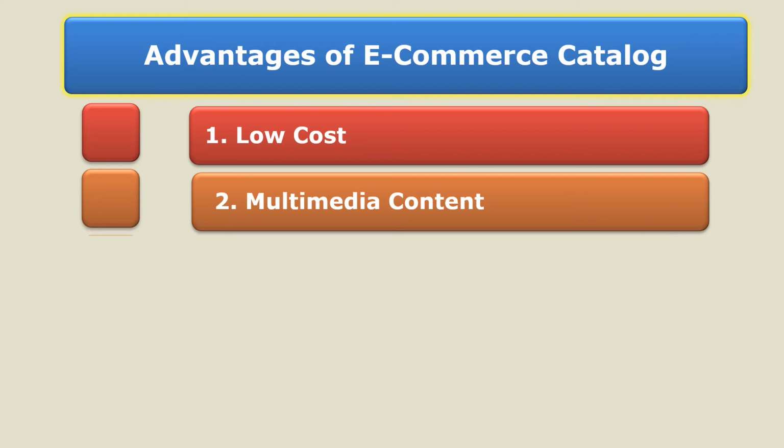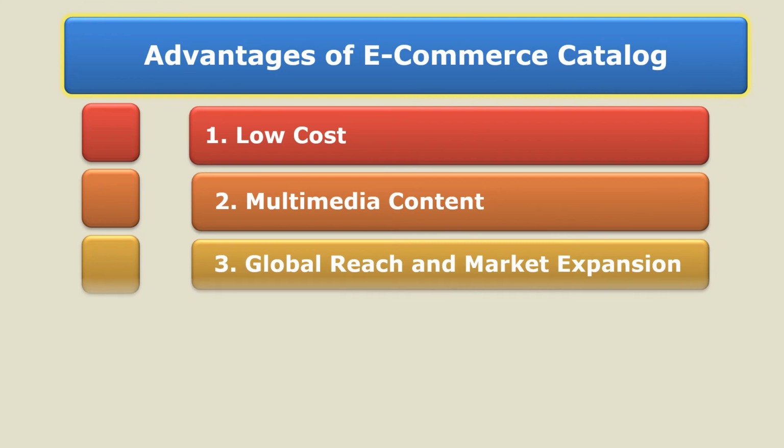Second, multimedia content. The e-commerce catalog, that is web pages, can be created using different types of data, that is multimedia data: text, audios, videos, images. So these are all the things that are primarily meant for attracting the attention of customers. So that is the biggest advantage of e-commerce catalog when compared with the printed catalog.